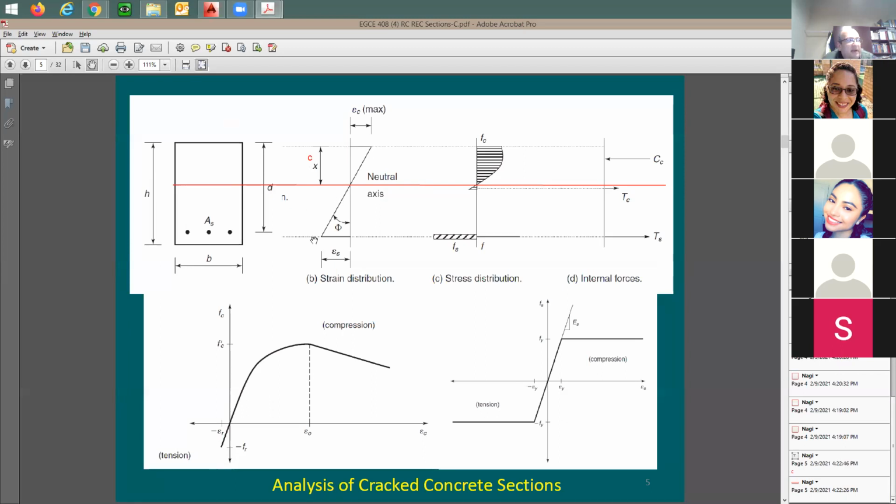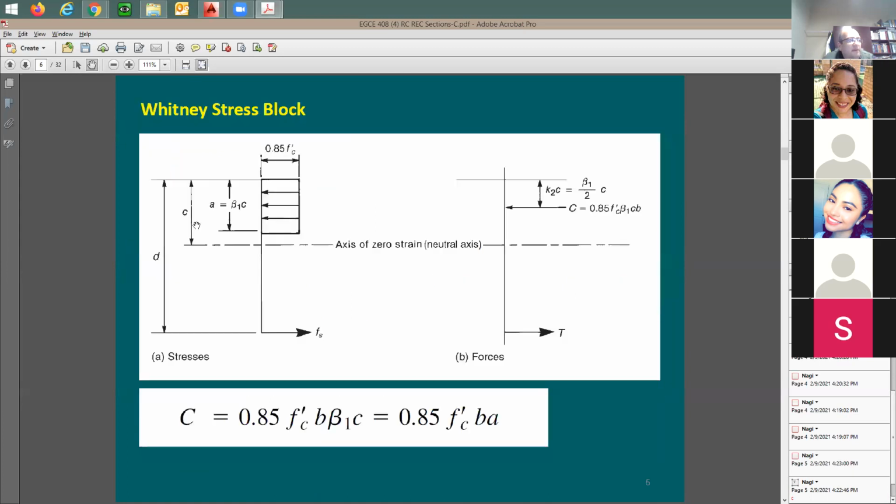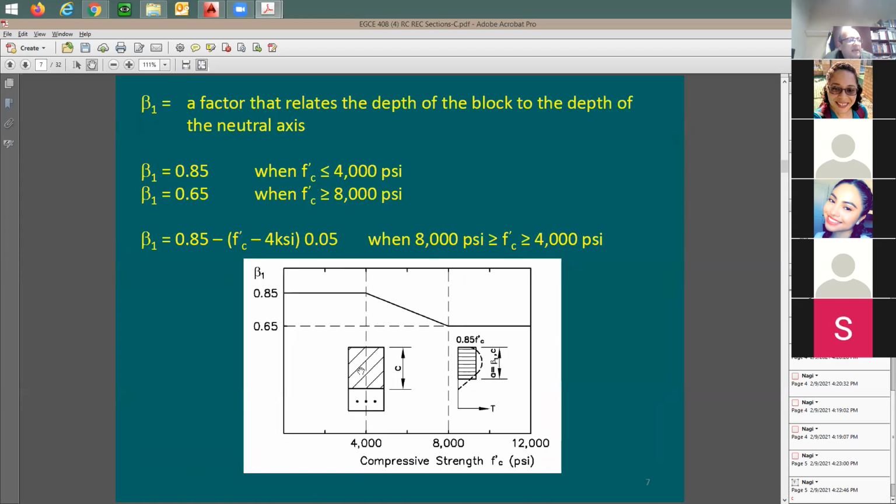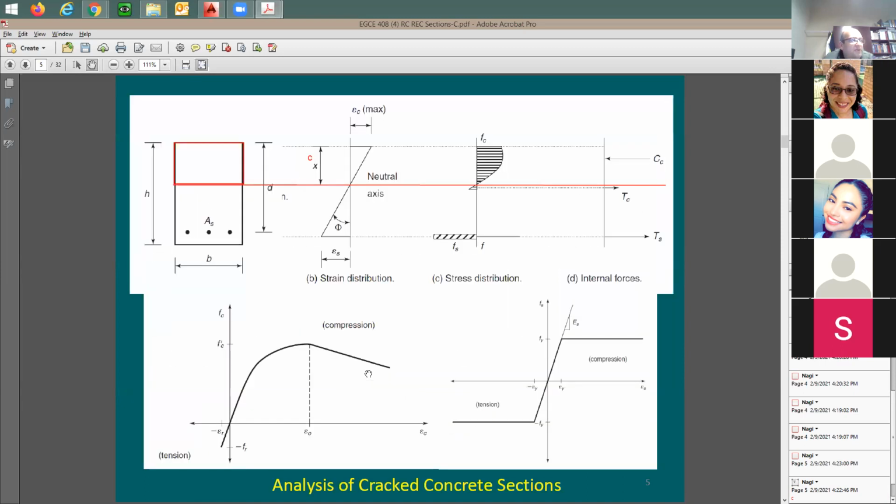Here, the concrete is going to be cracked. If you like, you can take the top section of this beam and just hatch it because it's in compression. The depth is called C, and the part in compression is above it; the concrete is going to be cracking below it. So again, this is going to be the strain.